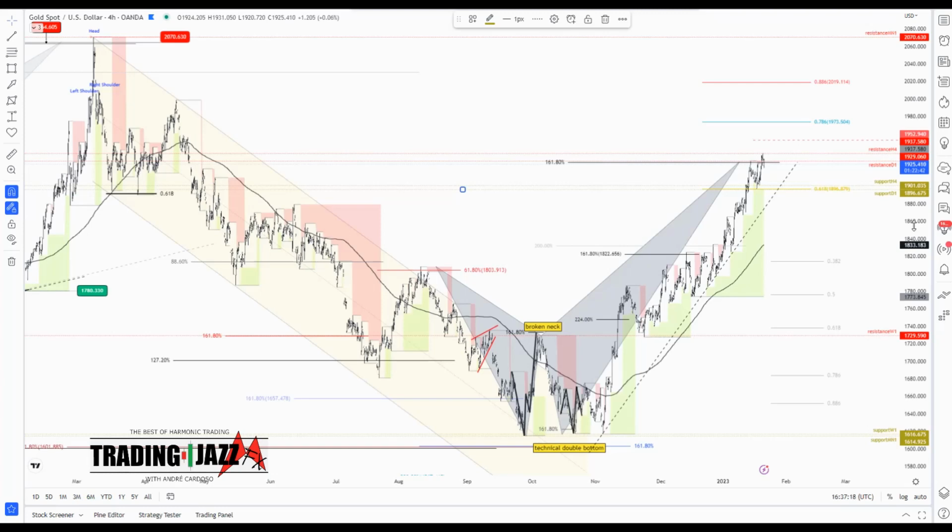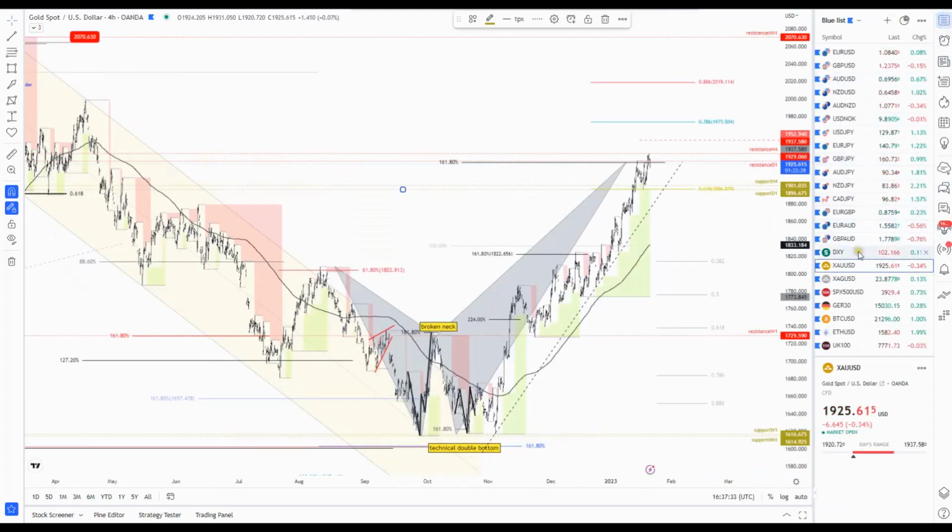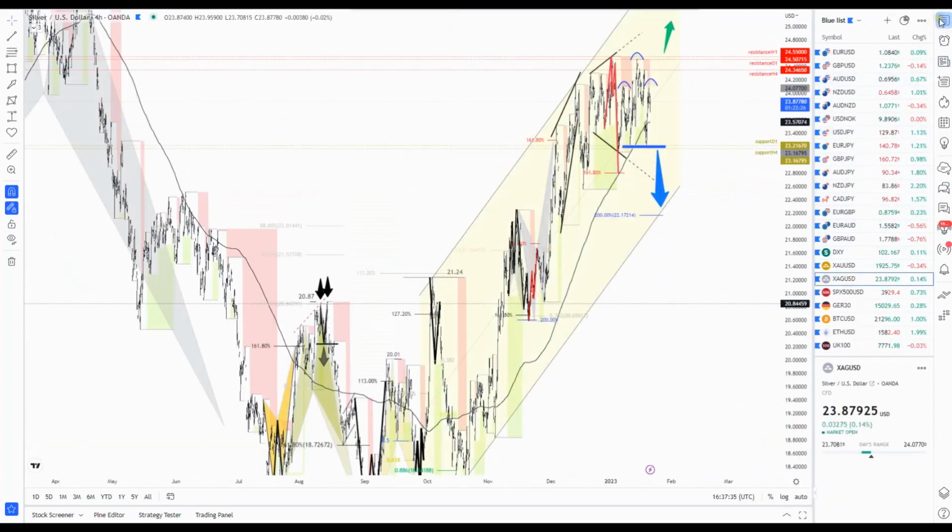But for that reason, I still believe there's a possible retracement on gold. I'm not sure if it will be from this price on or not, but since there's a crab pattern, I rely on that same pattern for the retracement on gold.